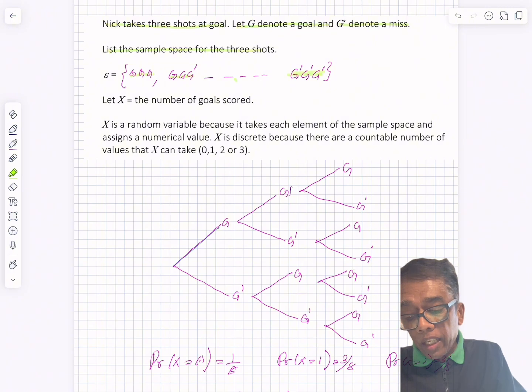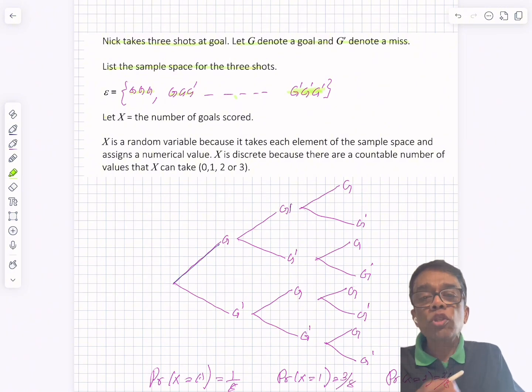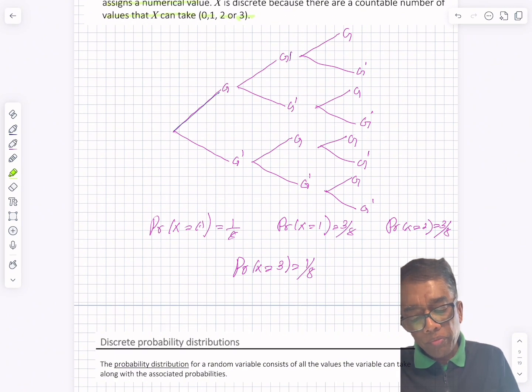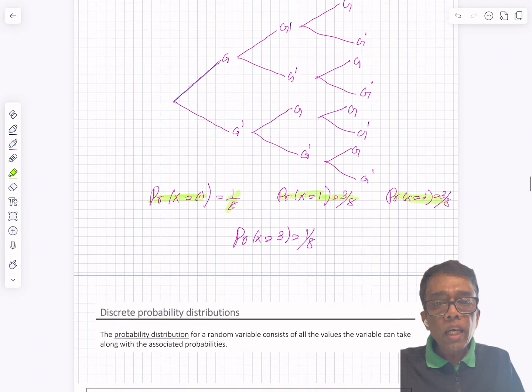Then let X be the number of goals scored. X is a random variable because it takes each element of the sample space and assigns numerical values. The values of X are 0, 1, 2 or 3. The associated probabilities: when X is equal to 0, it is 1 over 8. X equal to 1, it is 3 over 8. X equal to 2, it is 3 over 8. And X equal to 3, it is 1 over 8.